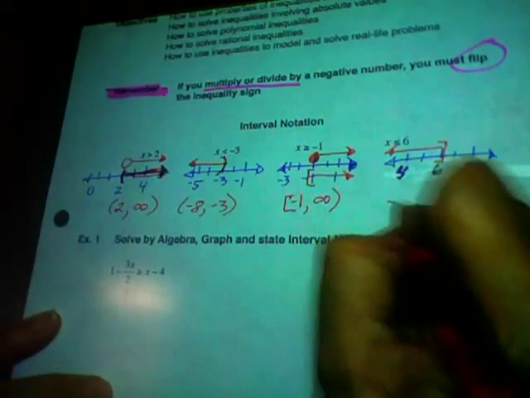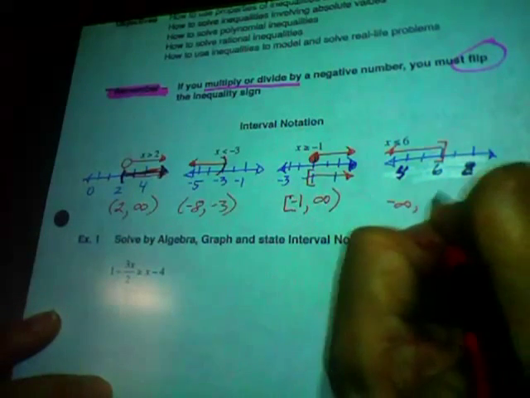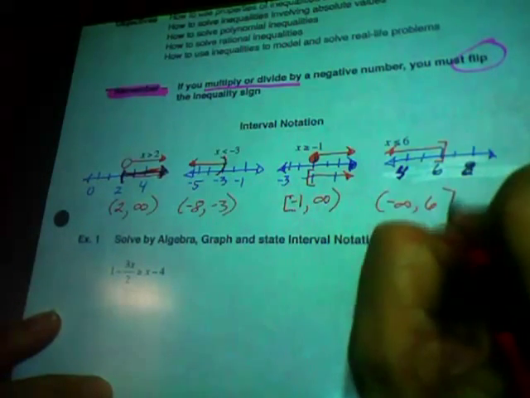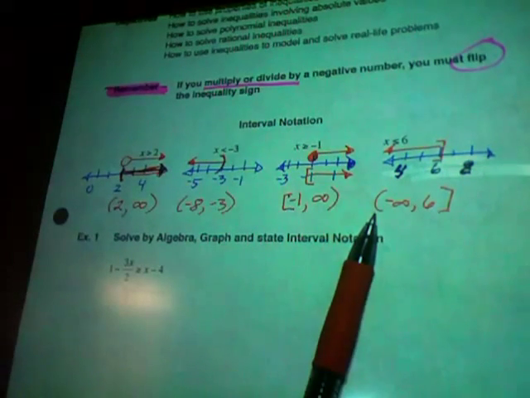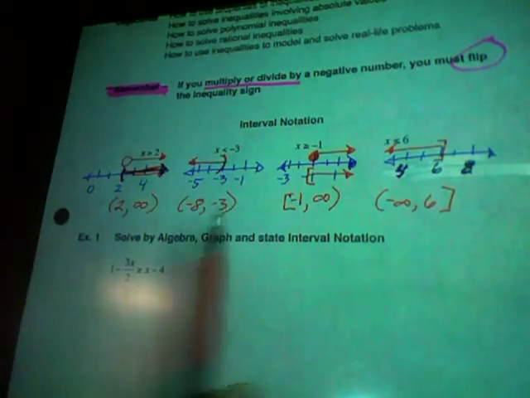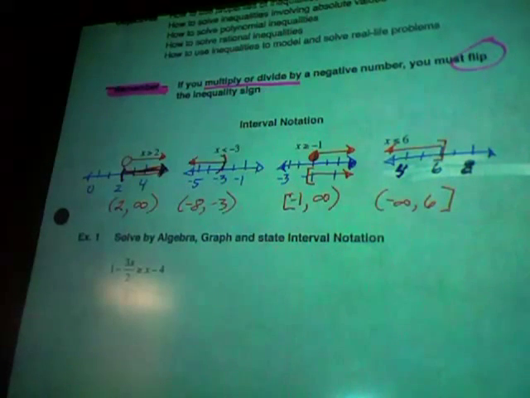And so then you have negative infinity, and then 6, and then bracket. So again, you never have a bracket on your infinities. They're always parentheses. Any issues with that? We're going to have some more complicated interval notation as we go along, but that's your simple stuff.